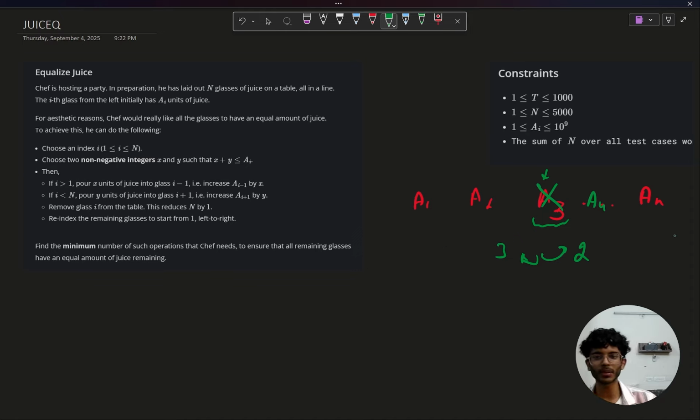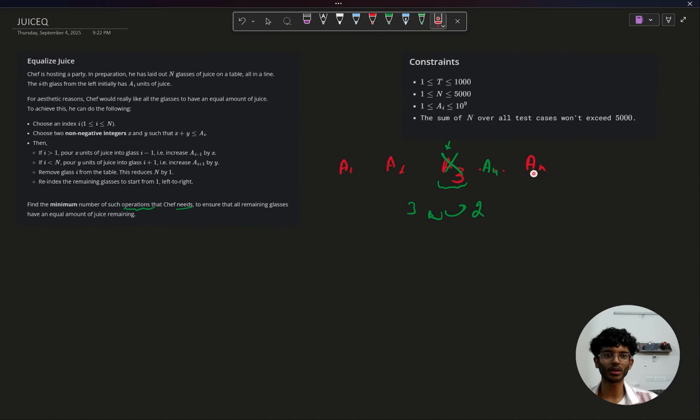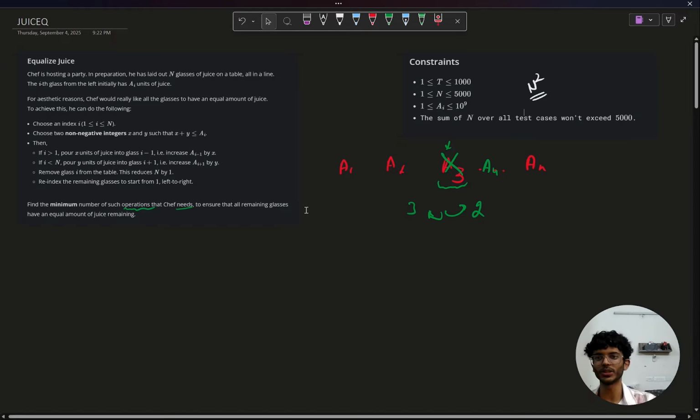We need to tell the minimum number of operations Chef needs to do such that all the remaining glasses have an equal amount of juice. So this is pretty much the question. Let's see the constraints. We have T between 1 and 1000, N between 1 and 5000, and A_i between 1 and 1 billion. We're also given that the sum of N does not exceed 5000. So clearly from the constraints, we can have a time complexity of at least N squared, right? We can keep that in mind for the solution.